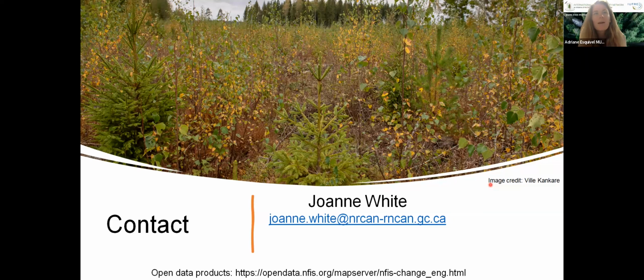So the question is, why do you pick the 80% threshold for recovery? And then another question is, what percent of these harvest areas are being replanted or subject to other silviculture interventions?